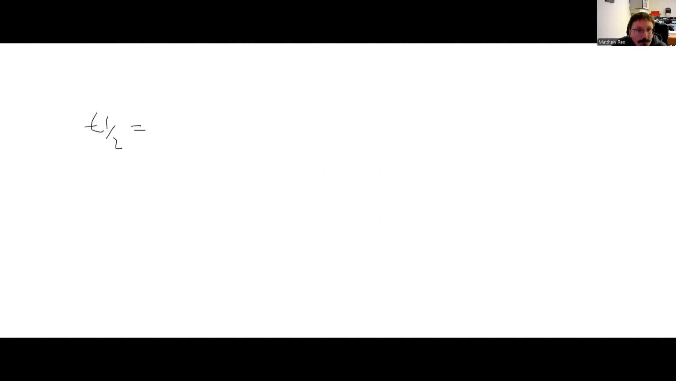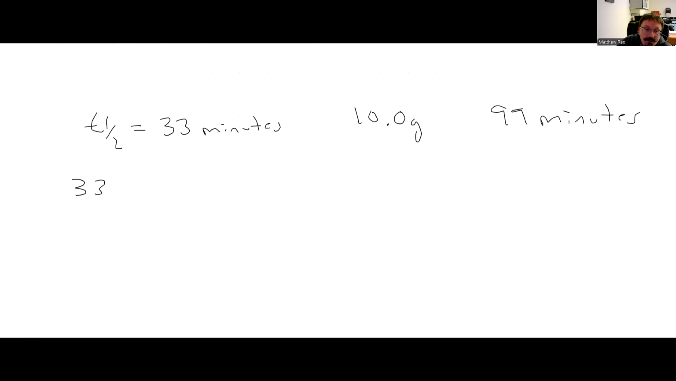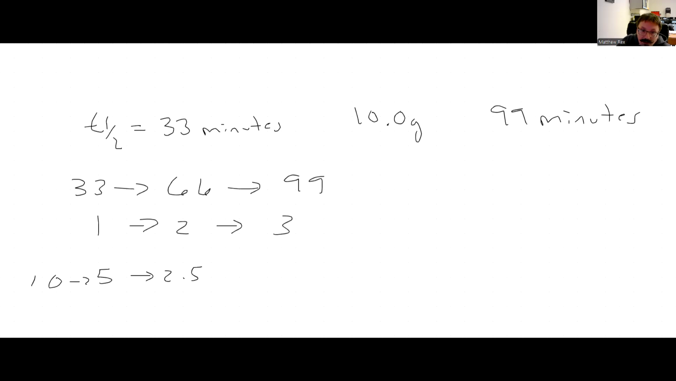So we know we have a half-life of 33 minutes. We have 10 grams of substance and 99 minutes go by. So that means at 33 minutes, we've done one half-life. At 66, we've done 2. And at 99 minutes, we've done 3. If we started with 10 grams and go through one half-life, we'll have 5. Through our second half-life, we'll have half of that, which would be 2.5. And then at 3, we would have 1.25 grams of this substance left.